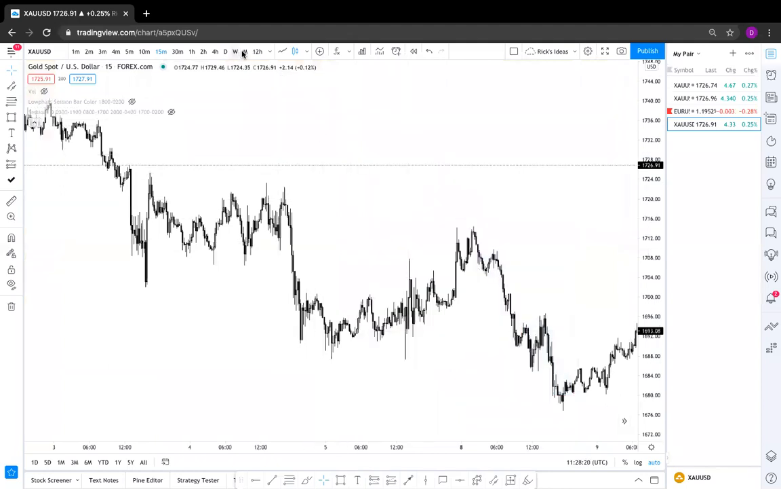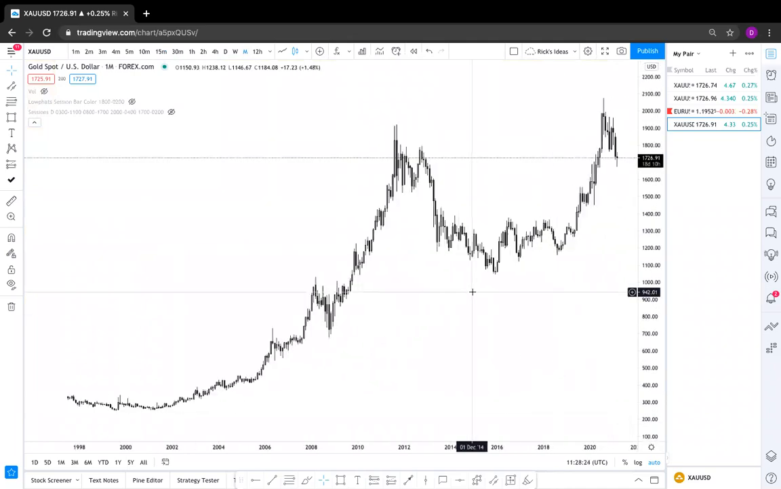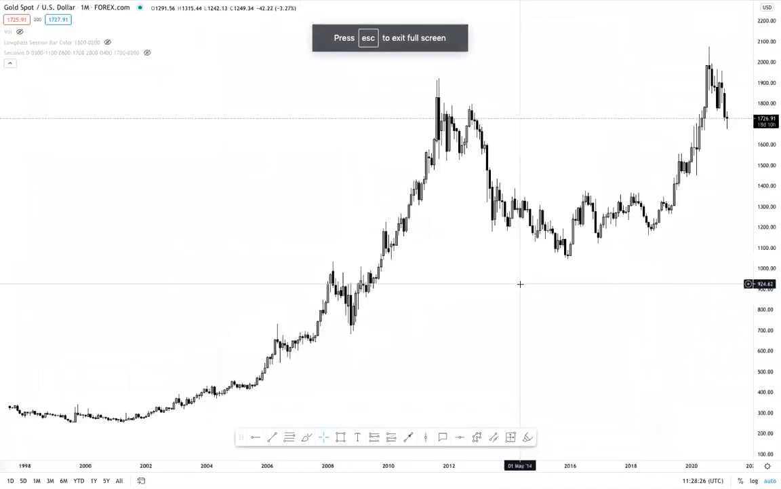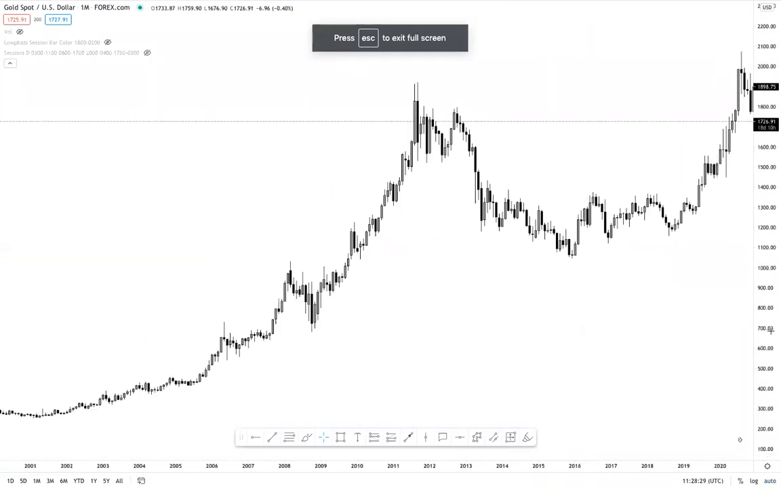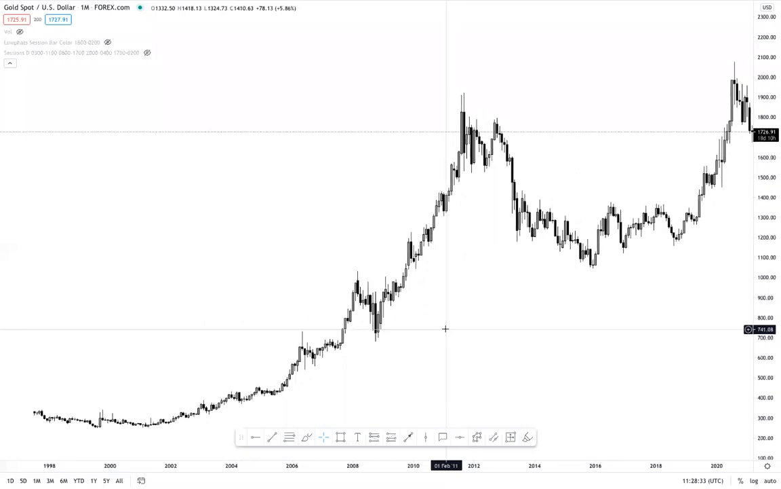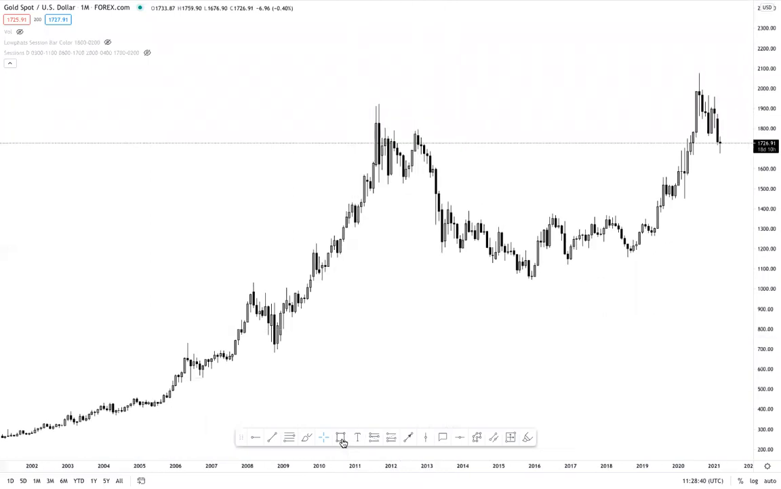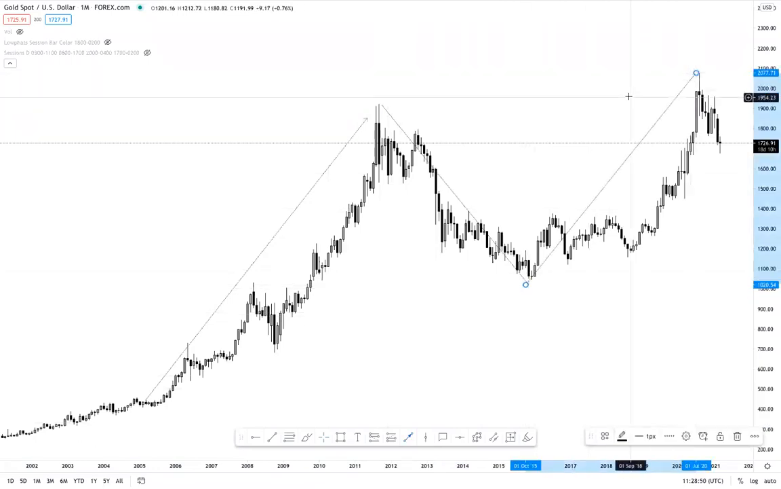Now, top-down analysis for gold. This is the monthly time frame. Now, structure. Structure is always going to tell me where the best supply and demand zones could come from, right? So this is one leg to the upside. Now what's happened is price has made a retracement back down and price has broken that leg, right?